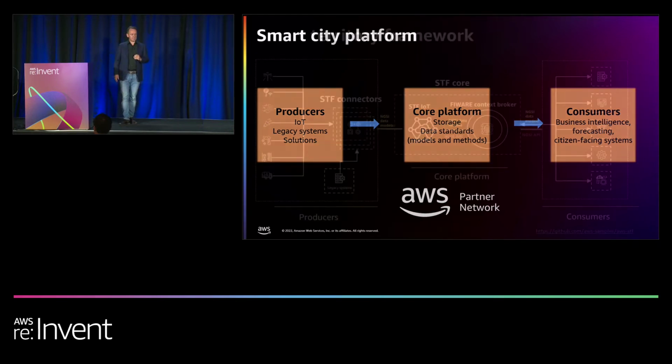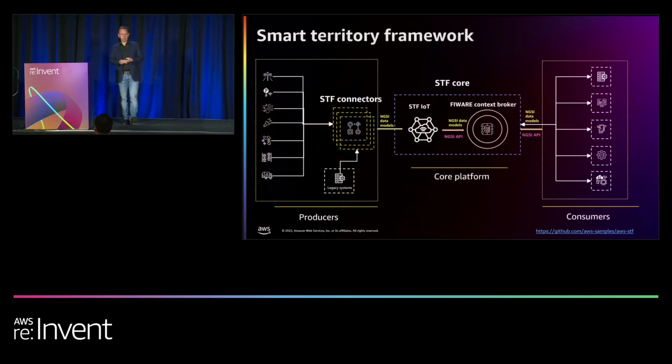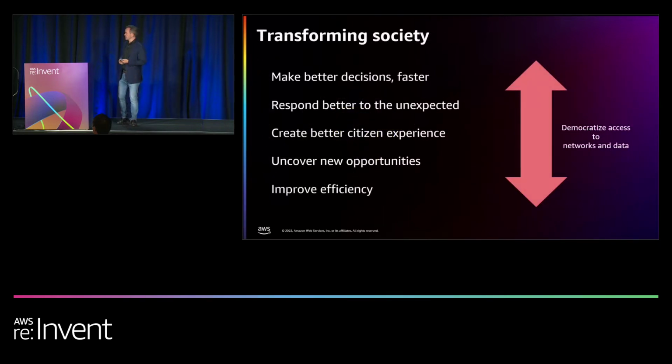And at AWS, we've developed this smart territory framework, which is an implementation of this, if you like, and it's open source. The GitHub link is down the bottom right there. And this was to overcome this challenge of interoperability and build something that was future-proof, but flexible enough so that you could have a range of inputs or producers of data coming into a common platform, STF core, where the data was in a predictable standardised fashion, and then you could have consumers of that data on the other side as well. And when we're successful with a smart cities platform, it allows us to make better decisions faster, it allows us to respond to the unexpected, better citizen experience, uncover opportunities, and improve efficiency, which is great for taxpayers as well.